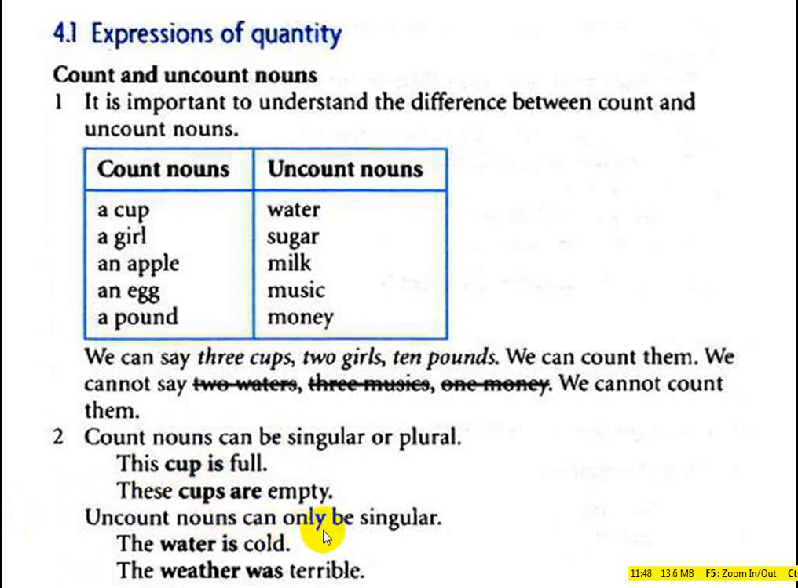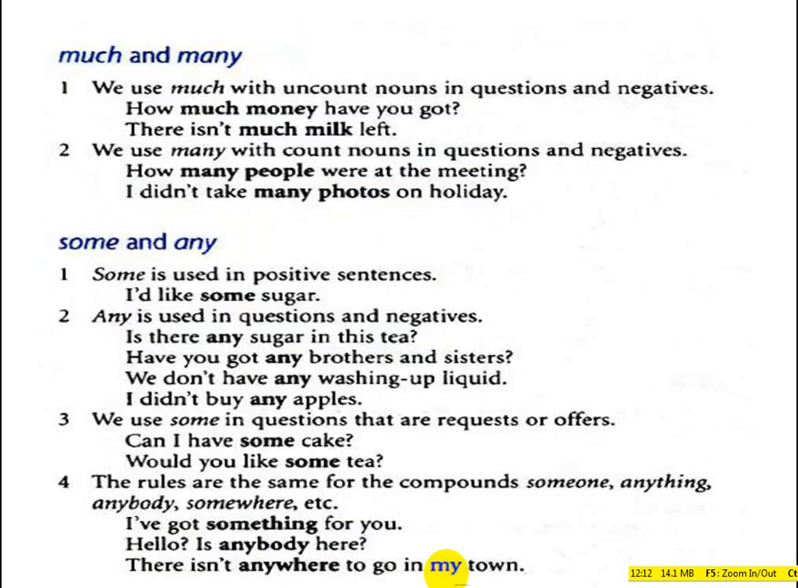Uncountable nouns can only be singular. For example, the water is cold. The weather was terrible. So the uncountable nouns water and weather come in these sentences as singular because uncountable nouns can only be singular.